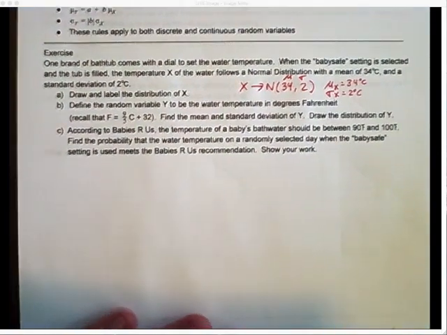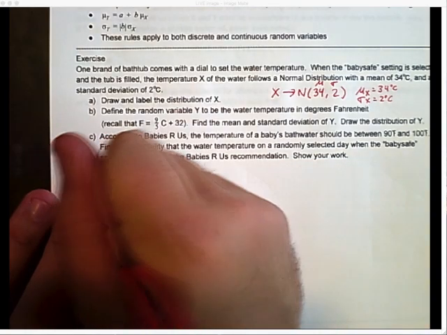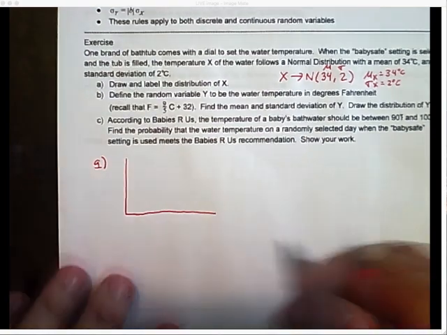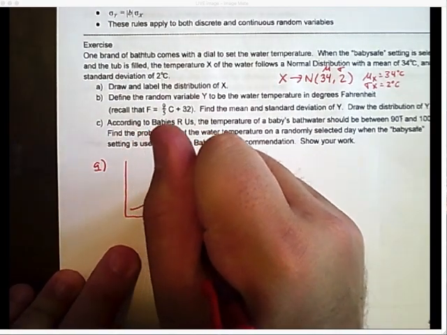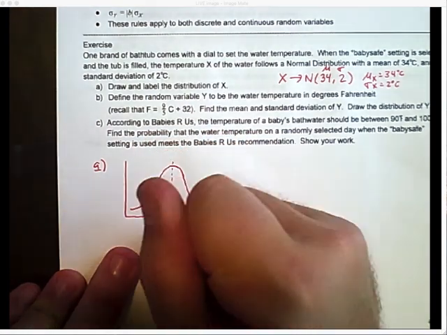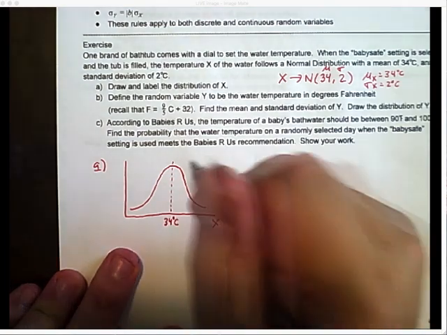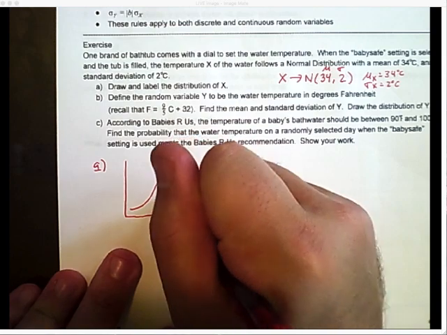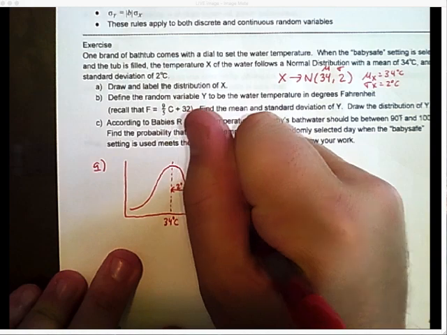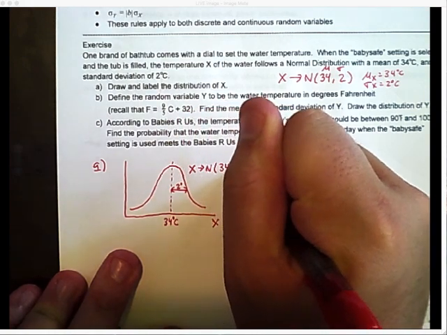Part A: draw and label the distribution of X. It tells me it's normal, so I'm going to draw a normal curve. We're going to put the mean down the center, 34 degrees Celsius. This is the variable x. The standard deviation sigma is 2 degrees. And I'm going to tell the reader x is normally distributed with mean of 34, standard deviation of 2.